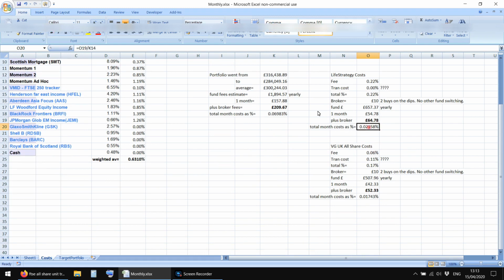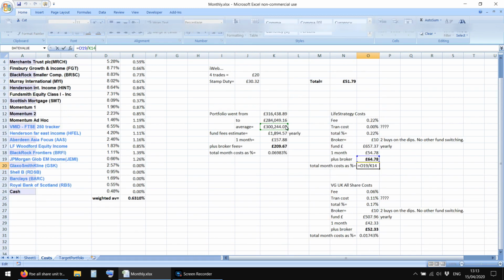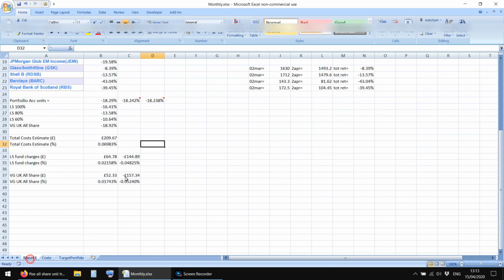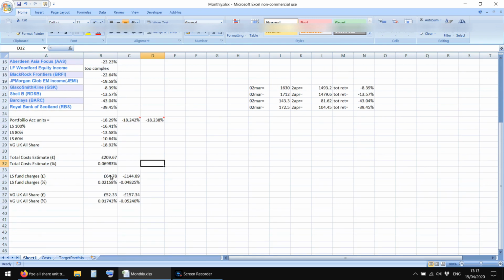And then I've done the same percentage as well, so the total cost divided by the average value of the portfolio, and I've worked out that number there. So obviously it's lower. And it's lower by £144 for the Life Strategy funds, and lower by that much for the UK All Share. But you know, that might be even lower if the total cost including transaction is 0.06%. But who knows? Anyway, this is the more important one.